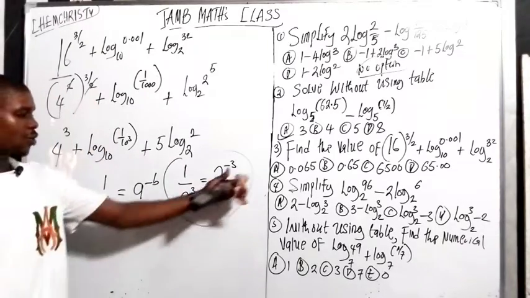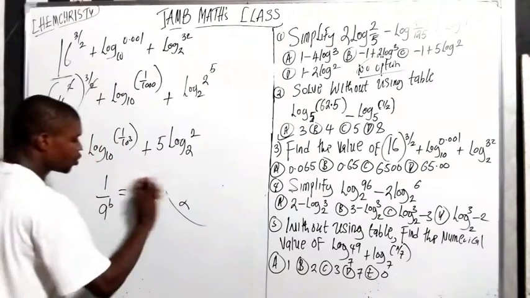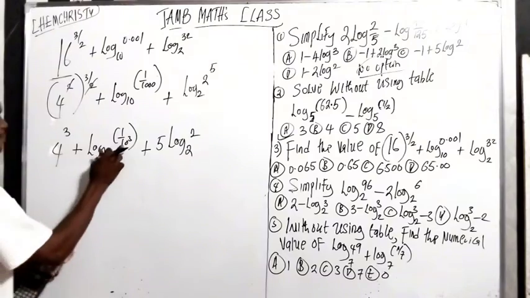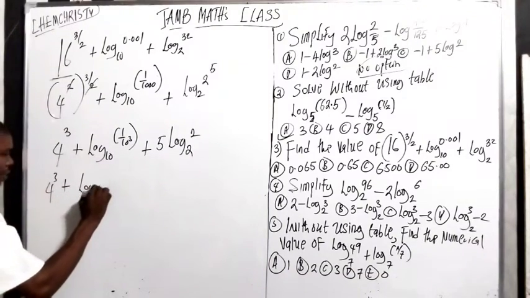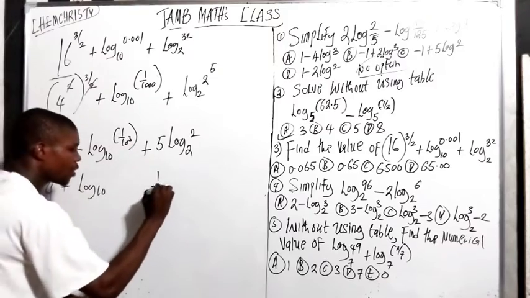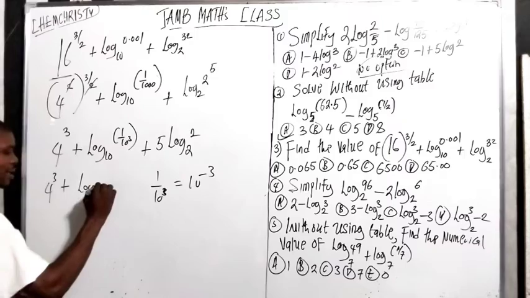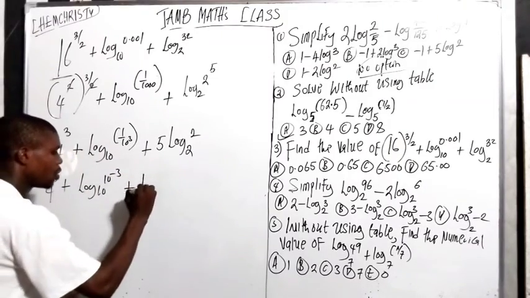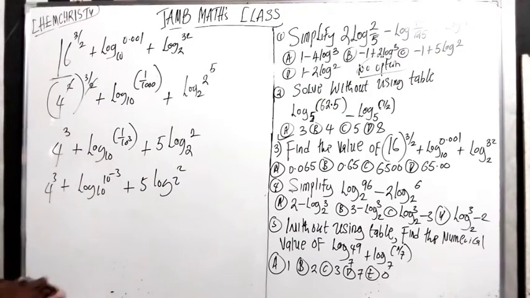Do you understand? There is now a power law in what? In indices. So if you have not known indices, please make sure you go and learn indices very well. So it means that here we have 4 raised to power 3 plus log 10. This guy, 1 over 10 raised to power 3, also says that what? 10 raised to power minus 3, right? So it's going to be 10 raised to power minus 3, plus 5 log 2 raised to power 2, right?